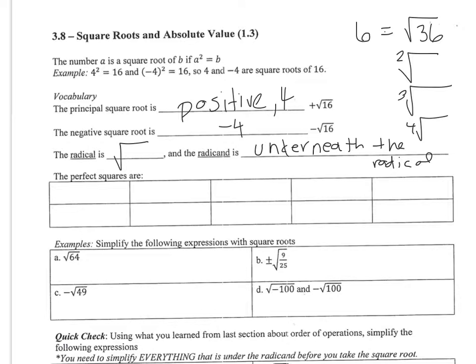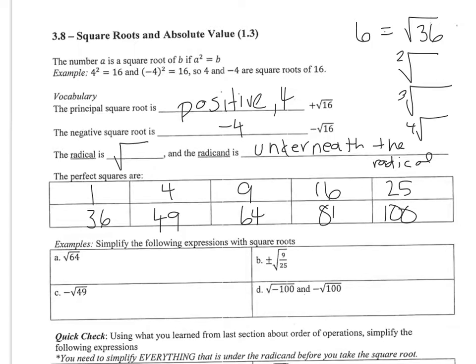Perfect squares are 1, see if you can find the pattern, 4, 9, 16, 25, 36. Perfect squares are numbers that when I take the square root of them, they are whole numbers. So 1 squared is 1, 2 squared is 4, 3 squared is 9, 4 squared is 16, etc. If I kept the pattern going, it would go 49, 64, 81, and 100.